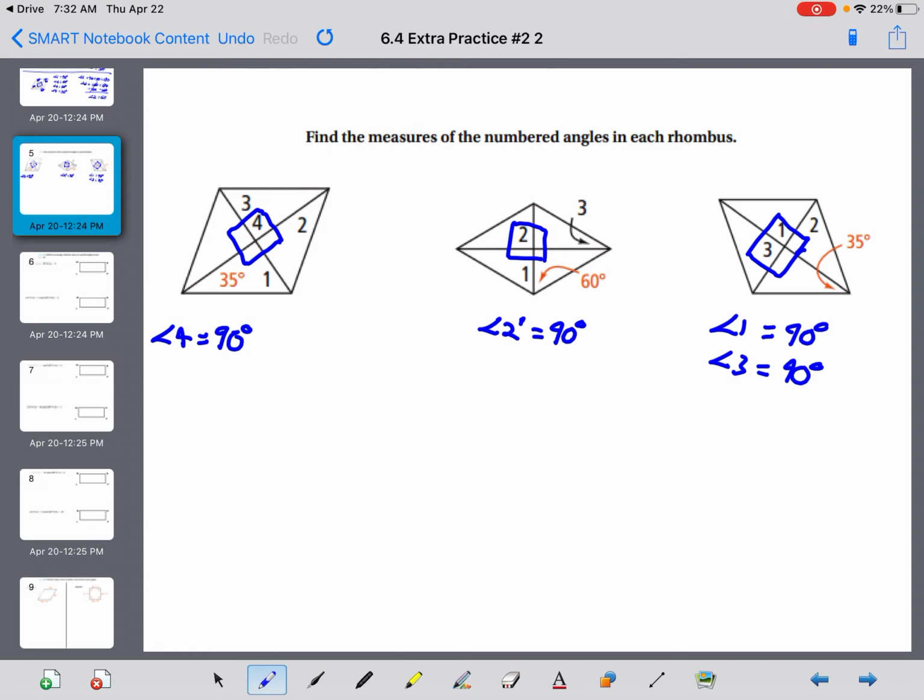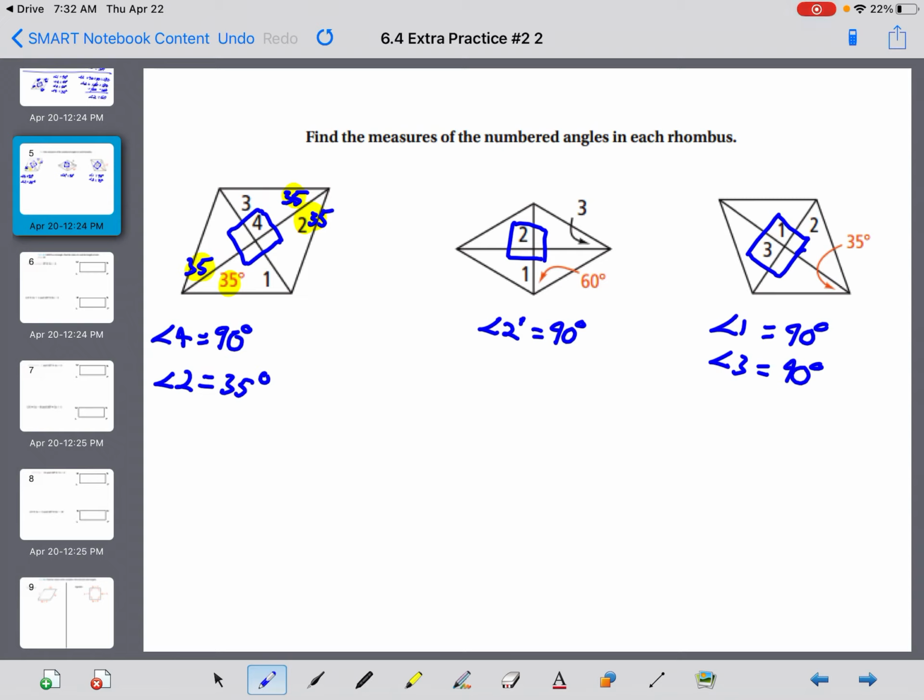Okay, so if we have a 35 degree here, that means that these 4 spaces are all going to be 35. So angle 2 equals 35 degrees.